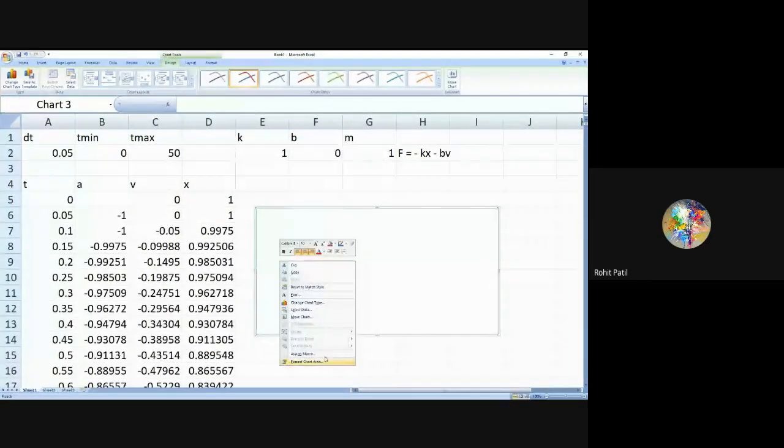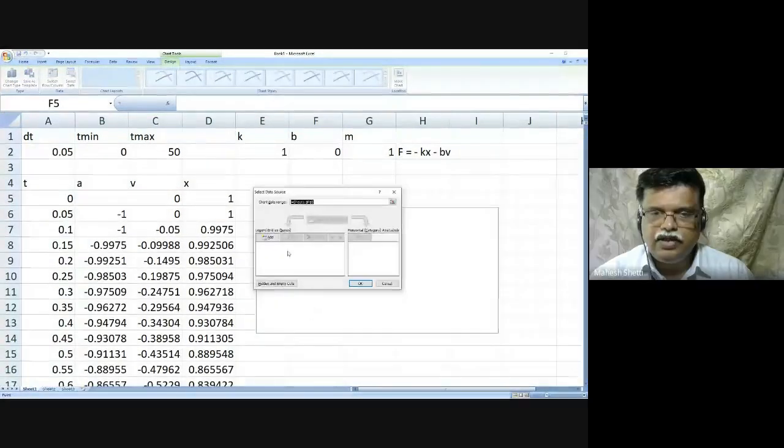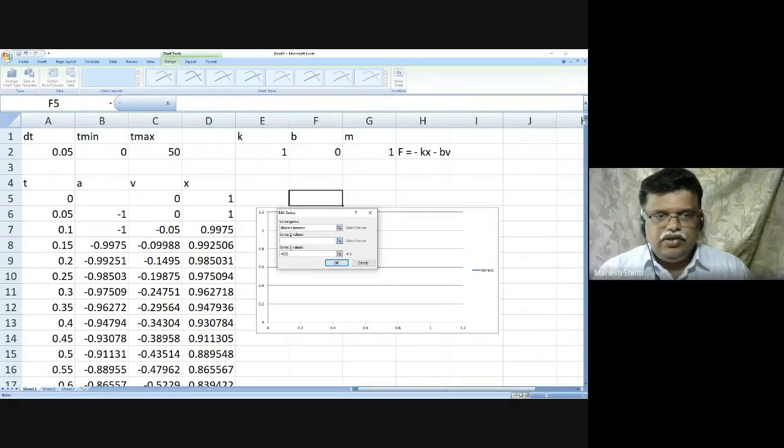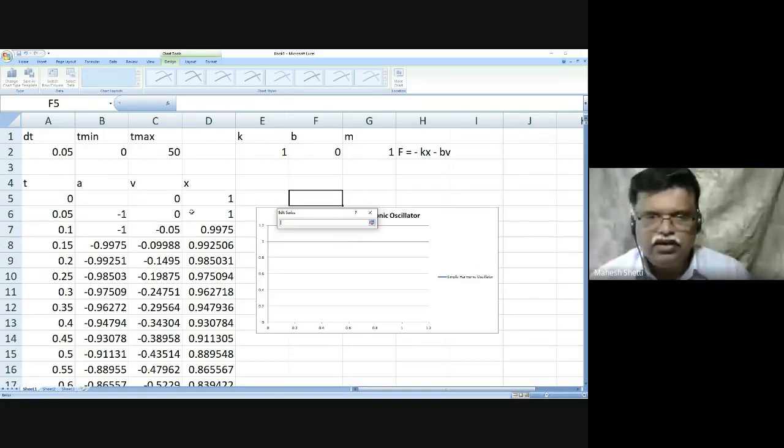Sir, can I ask one question? Yes. Sir, right now is velocity based on the previous cell, or is it using the adjacent cell of acceleration? Velocity is using acceleration at the same point. Simple harmonic oscillator. Let me just write this part.